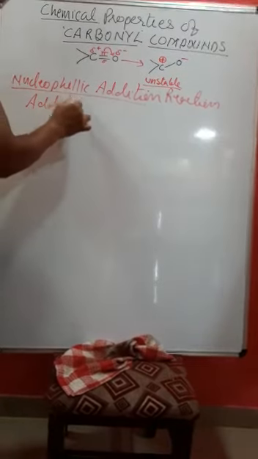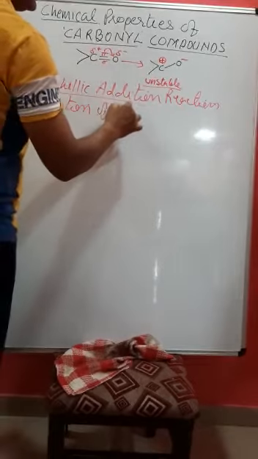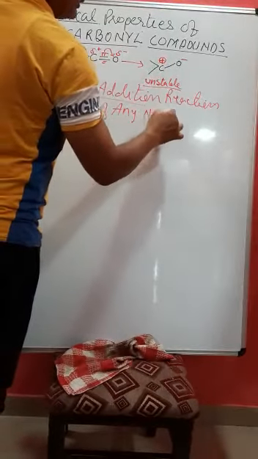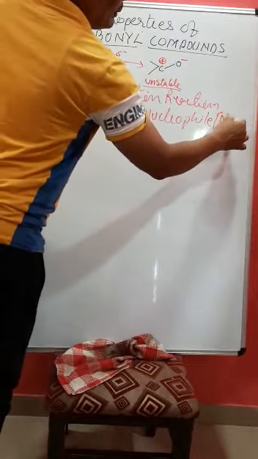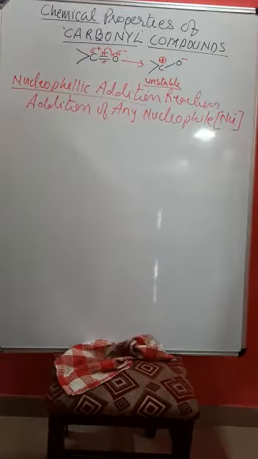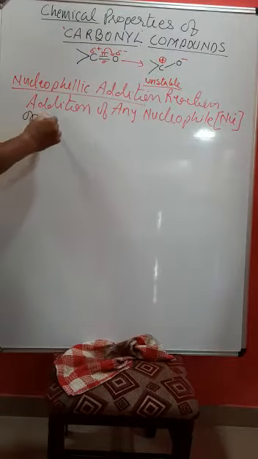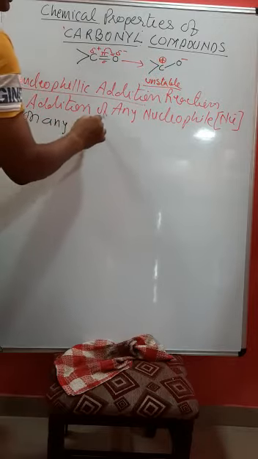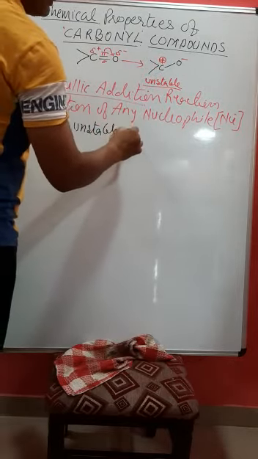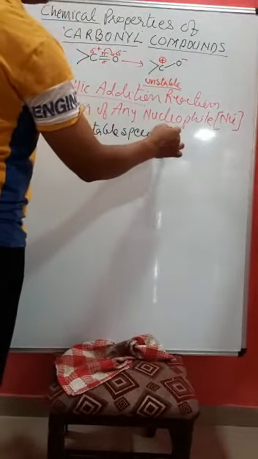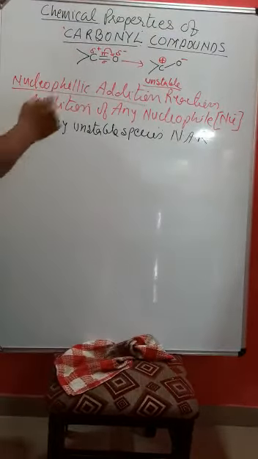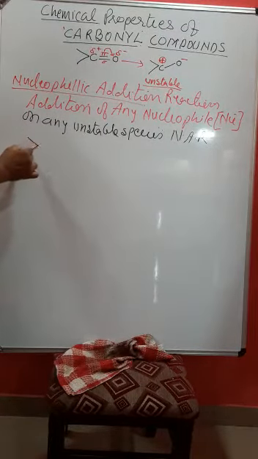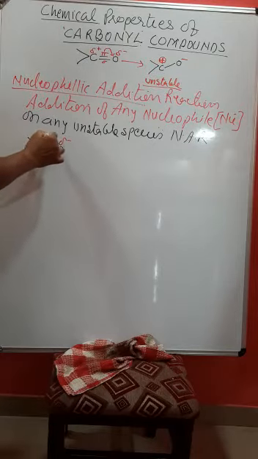Addition of any nucleophile, which we can denote by Nu minus, on any unstable species is called a nucleophilic addition reaction. Carbonyl compounds easily give such reactions. Why? It is because there is already a fractional negative and fractional positive charge.